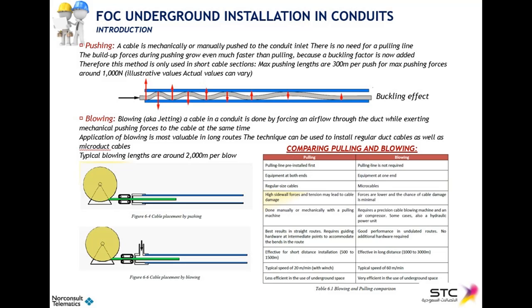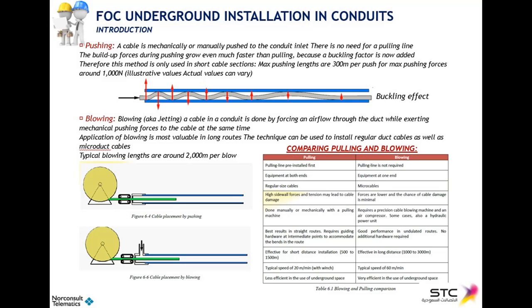Pulling typically carries regular size cables. It's rare that we pull microcables. Microcables are typically installed by blowing. Pulling over longer distances causes a very high tensile force on the cable, which may lead to cable damage. Forces in blowing are much lower because there is an air cushion keeping the cable floating inside the duct, as we have said before. So the forces are much lower and the risk of damage is also much lower.